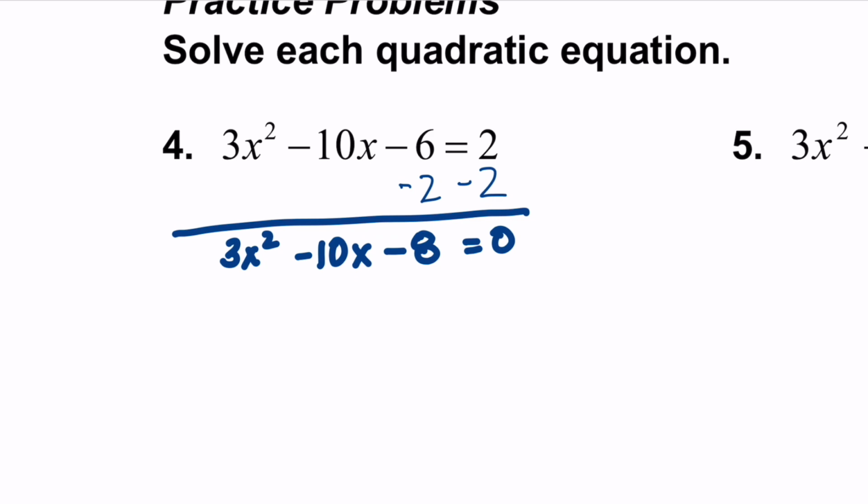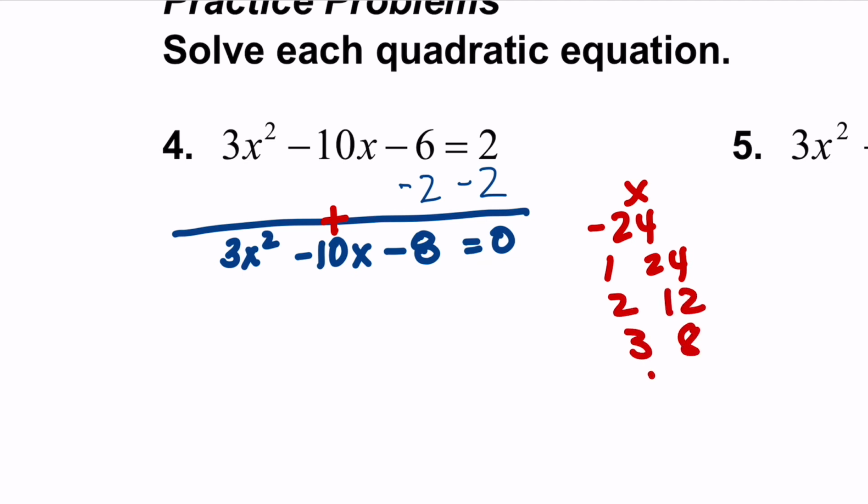Okay, so we have a number in the front, so we're going to use our lightning bolt. We're going to take 3 times negative 8, which is negative 24. And we're looking for two things that multiply to negative 24 and add to negative 10. So we've got 1 and 24, 2 and 12, 8 and 3, 4 and 6. As I'm looking here, 4 and 6, they equal 10.